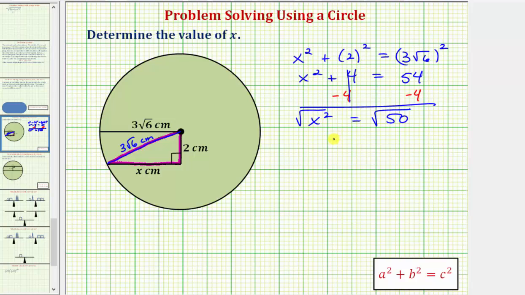So the square root of x squared would be x, and the square root of 50 is equal to the square root of 25 times 2. The square root of 25 is 5, so we have x equals 5 square root 2.